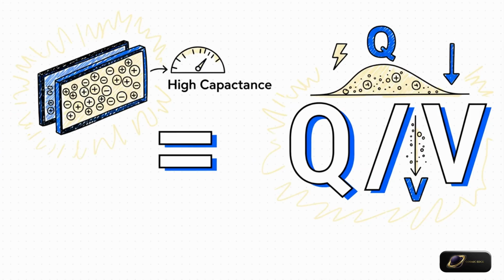And the way we measure how good a capacitor is at doing this is with a value called, you guessed it, capacitance. It's just a ratio, C equals Q over V. It tells you how much charge, Q, you can pack onto the plates for every 1 volt of potential difference, V, that you apply. So a capacitor with a high capacitance is awesome because it can store a ton of charge without you needing a crazy high electrical height difference between the plates. It's a super efficient way to store energy.